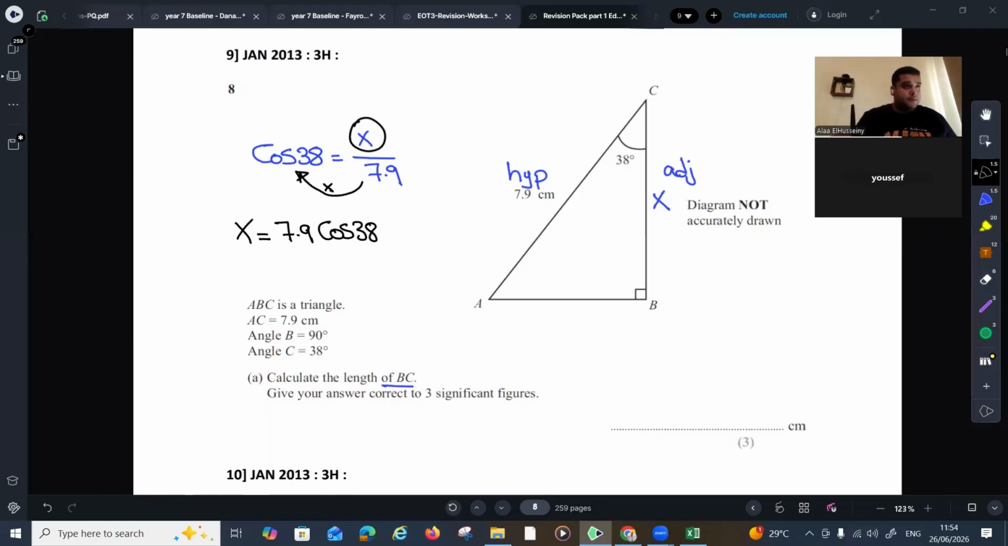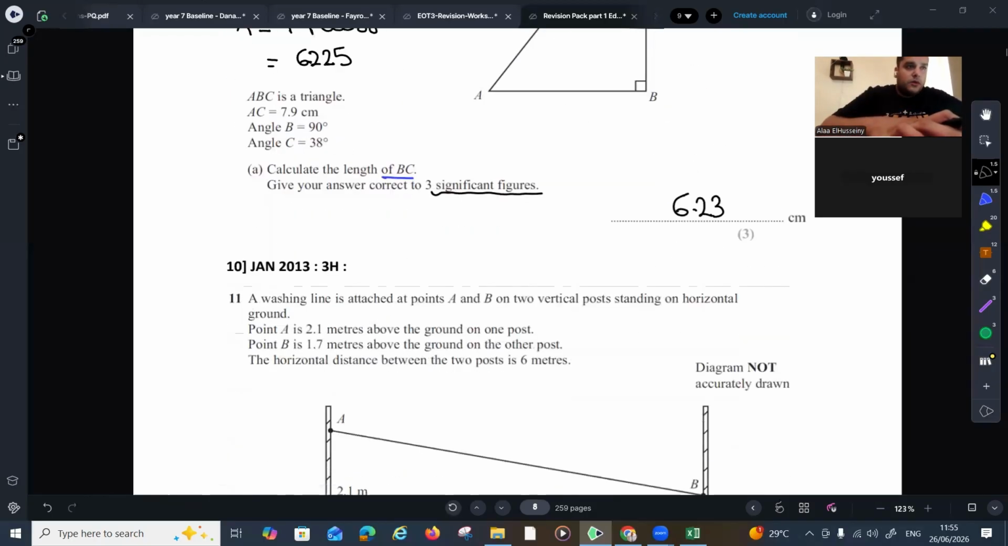7.9 cosine 38 equals 6.225. I'm sorry. Now we need it to three significant figures, Yusuf. What do we do? The 5 is going to make it 6.23. We're going to round the 5. So it's going to be 6.23. Thank you. 6.23 centimeters. Well done. Okay?